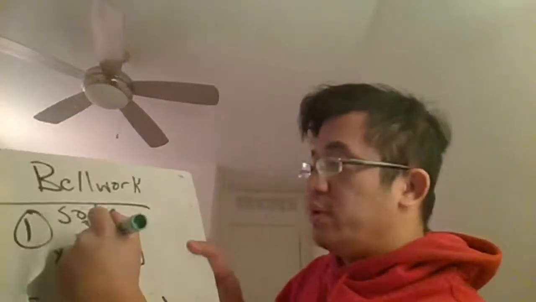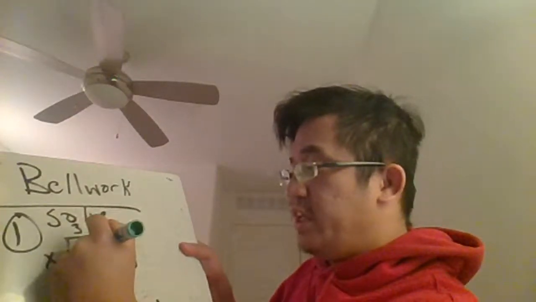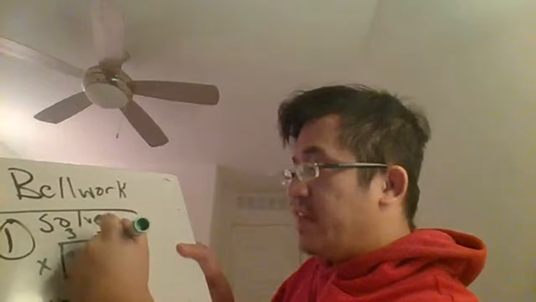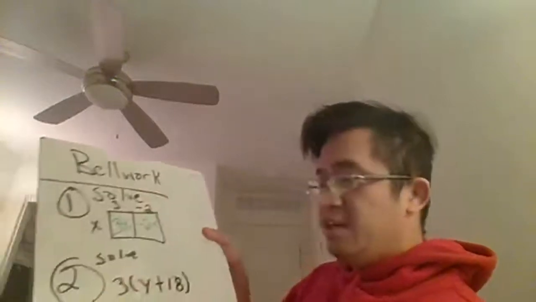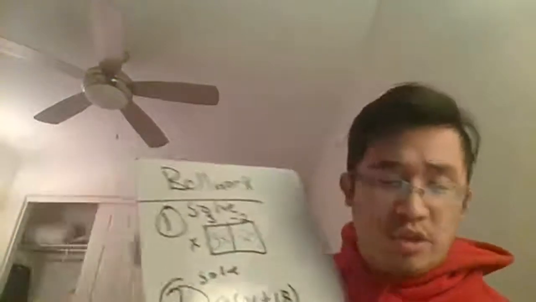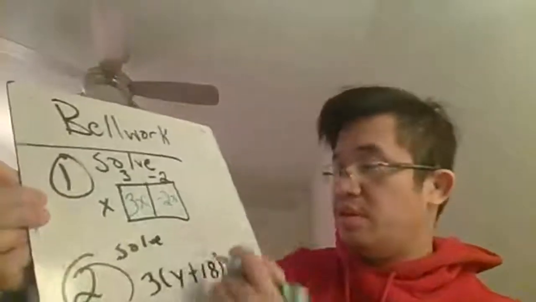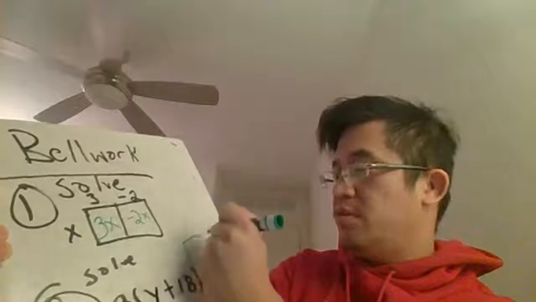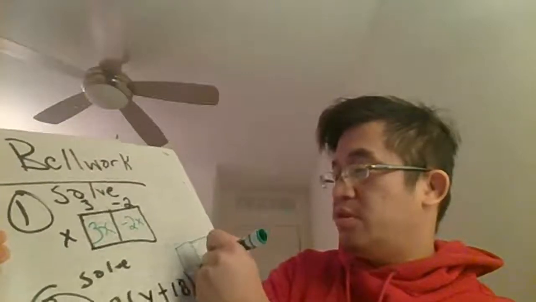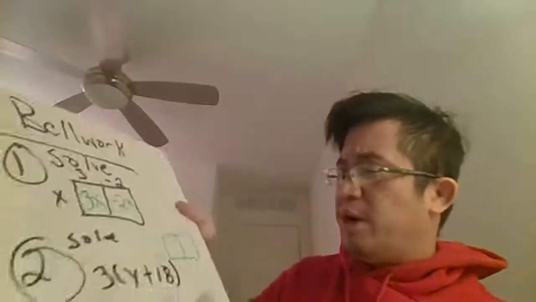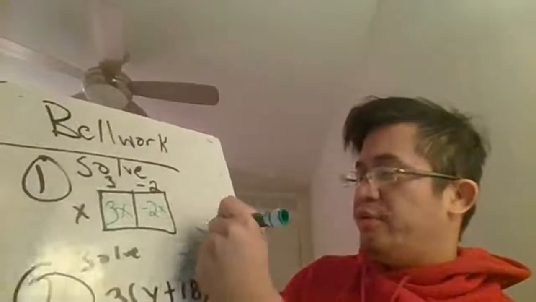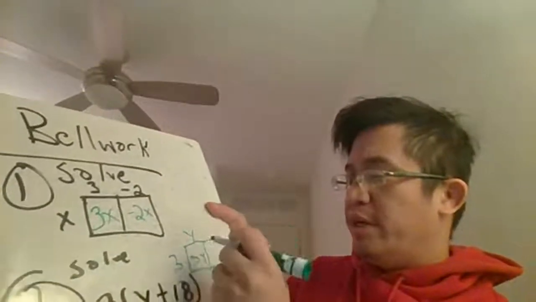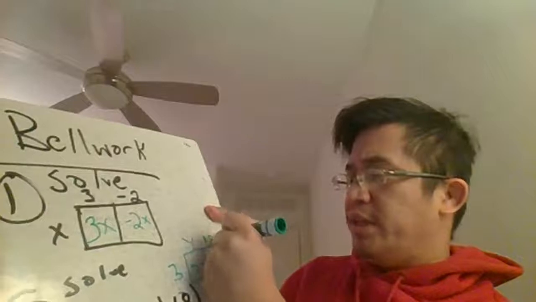All right, so the answer for this one is 3x, and this is negative 2x. And the answer for number 2: 3 times y. So we got 3, we've got y, so that's 3y. And then what's 3 times 18, everyone?